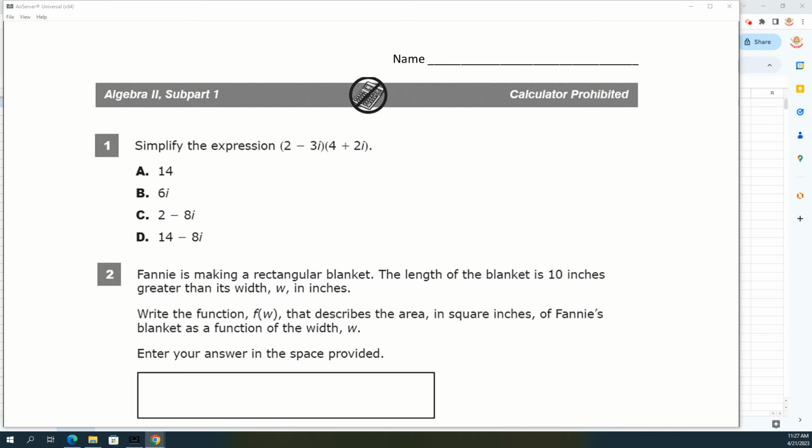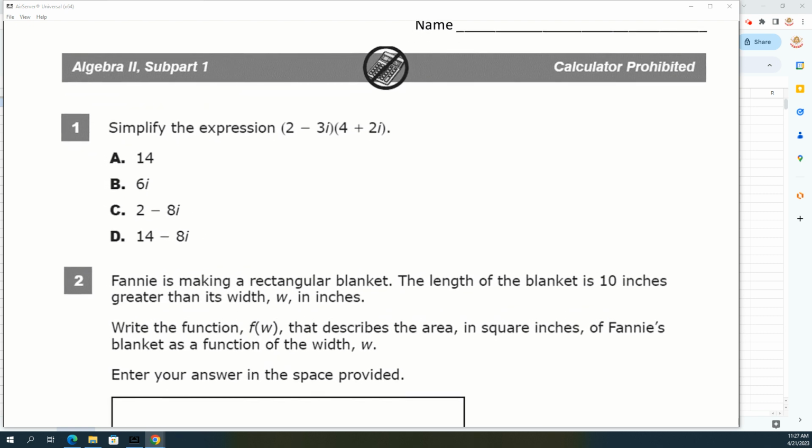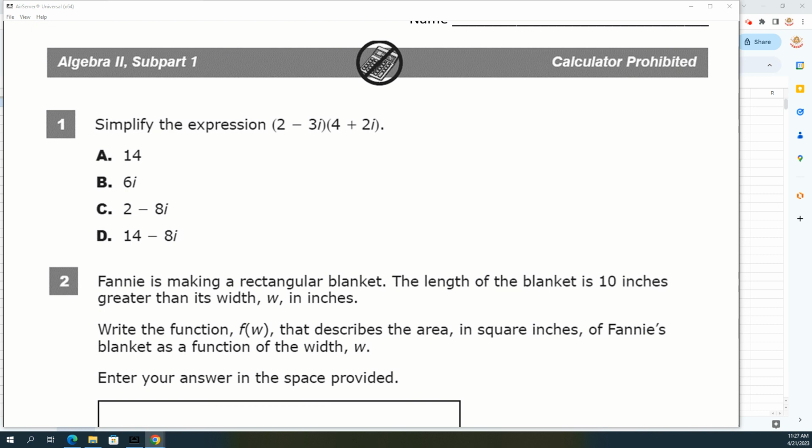All right, so subpart 1 starts off with two complex numbers being multiplied by each other. And so what you want to do is go ahead and just do the double distributive property. All right, and then some of you might have noticed this answer choice isn't there.